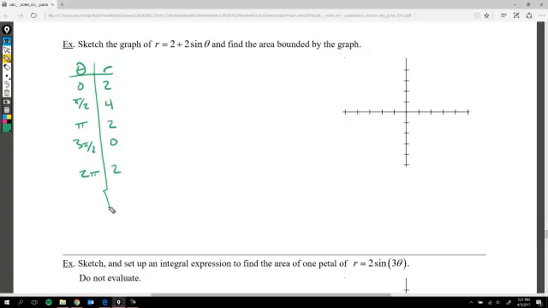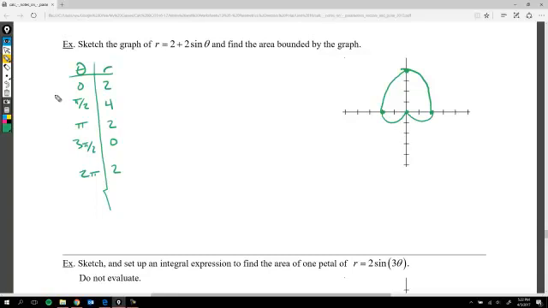So if we plot these as polar points: my angle of 0 with a radius of 2, angle of pi over 2 with a radius of 4, angle of pi with a radius of 2, and angle of 3 pi over 2 with a radius of 0. We get something very common to see. It's a cardioid. If you get something in an upside down T shape like this, or a T shape like this, it is going to be a cardioid.